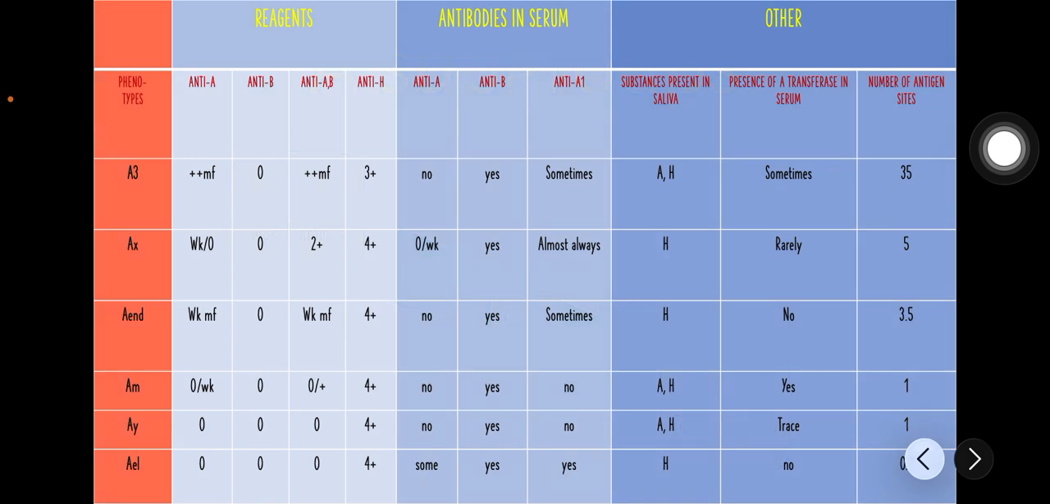Next, I have here a table summarizing the different reactions of the weak A subgroups, and please do memorize this one.